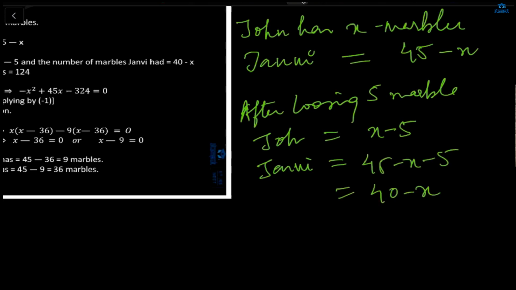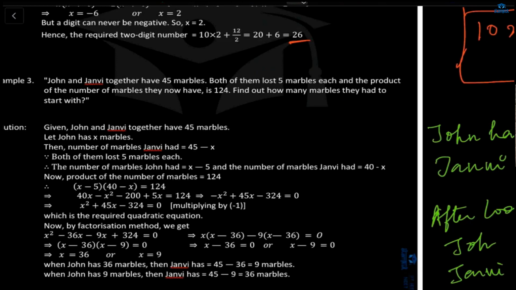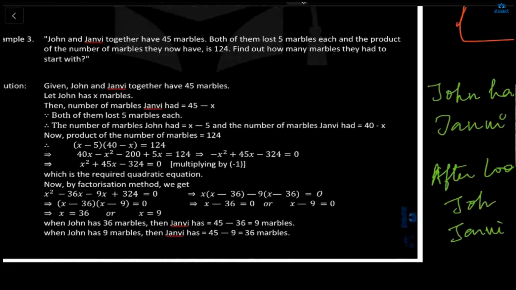Now what is written here? Both of them lost 5 marbles each, and the product of the number of marbles they now have is 124. Their product is 124. Find out how many marbles they had to start with.